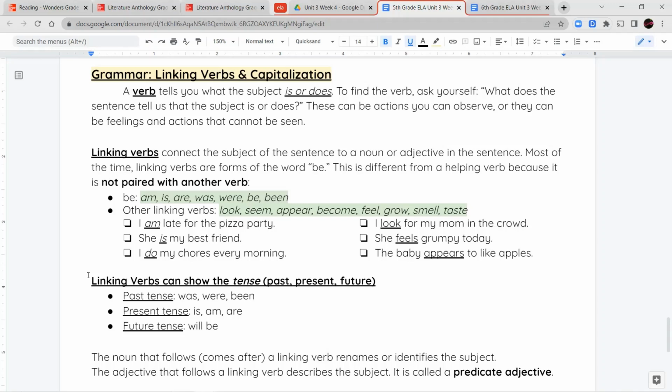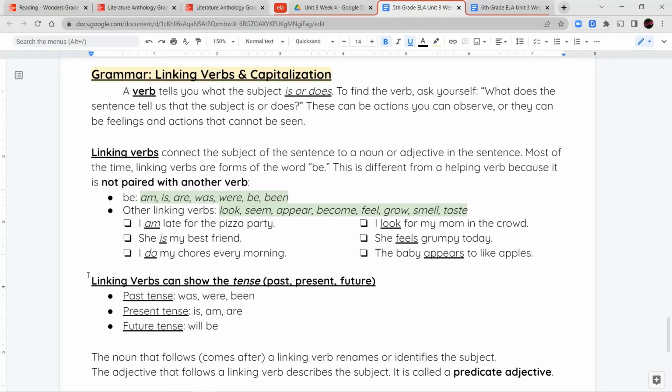If you love your siblings, love is something that you do, but it's not necessarily something that you can see. Now we're going to talk about linking verbs. Linking verbs connect the subject of your sentence to a noun or an adjective in that same sentence. So it's a connecting verb. It's a linking verb, right? It connects one part to the other. Most of the time, your linking verbs are different forms of the word be. So this is different from a helping verb because it's not paired with another verb. You're not sticking it together with another verb. So different forms of the word be are am, is, are, was, were, be, and been.